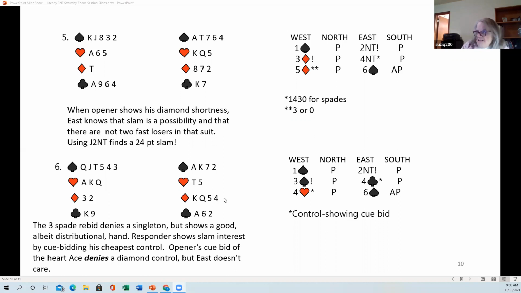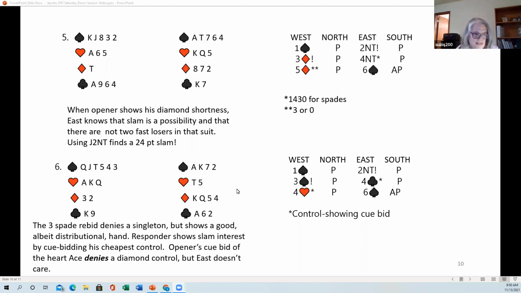But partner says, that's okay. I've got the king and queen. You've got hearts. I've got the top 2 spades. I know you're not going to bid it because you don't know I have these, but I do. I have the ace over here. Notice he doesn't spend a whole lot of time worrying about secondary honors.